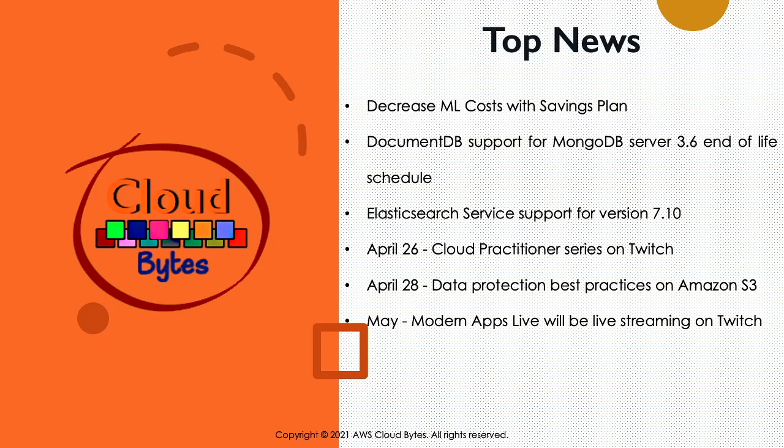April 26, there is a Cloud Practitioner series on Twitch. April 28, there is a data protection best practices on Amazon S3. This is again a tech talk. In May, we have Modern App Live. It will be streamed again on Twitch.